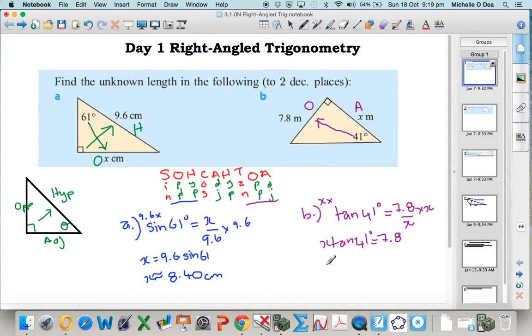And I want x by itself, remember? So x equals, because it's x times tan 41, then I must divide both sides by tan 41. So 7.8 divided by tan 41 degrees. Then we're ready to put that into our calculator.